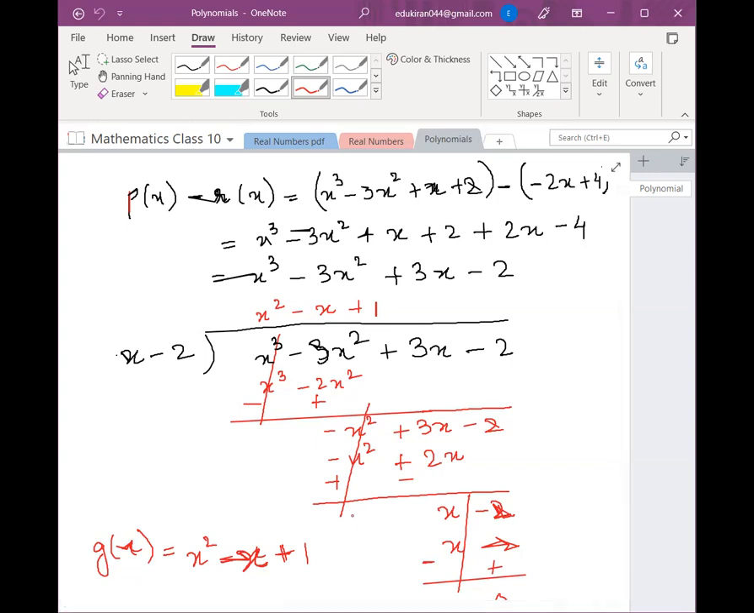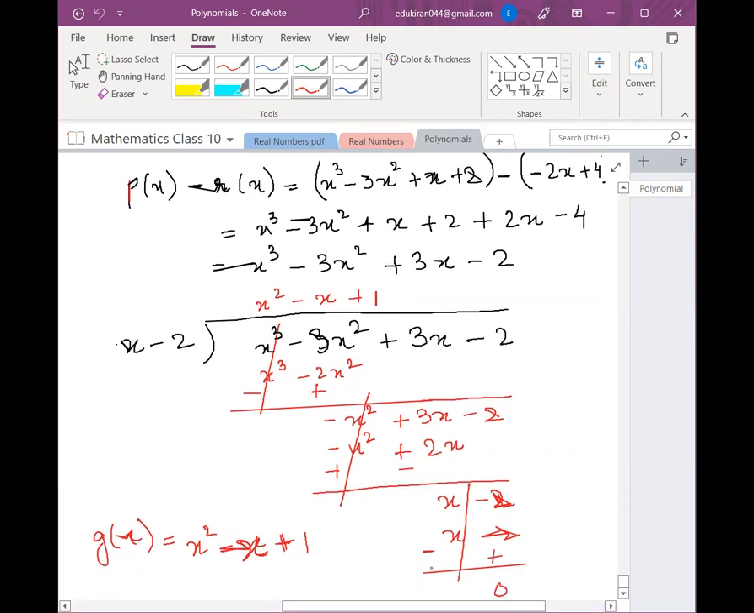So I'm stopping here today. 2.4 also, I think I'll touch briefly. Anyway, it's not going to come in the exam, but one or two questions we can see, right? Just to have some idea about the cubic polynomials also. And then we'll practice more questions.